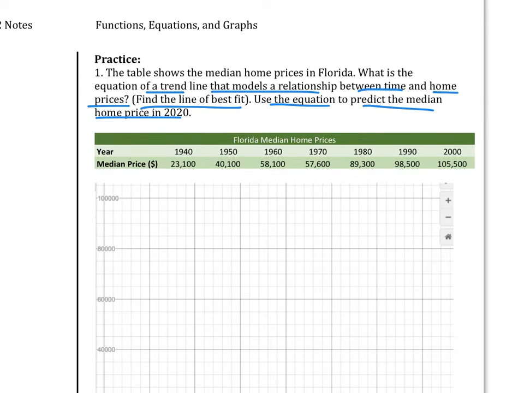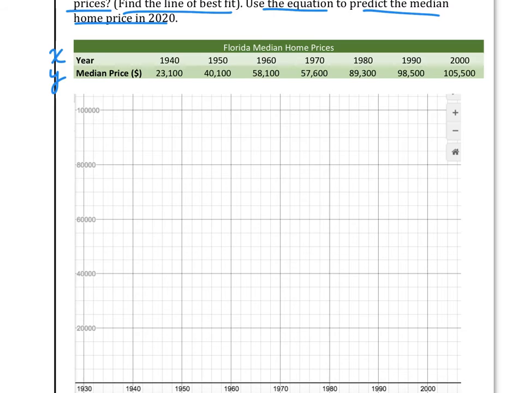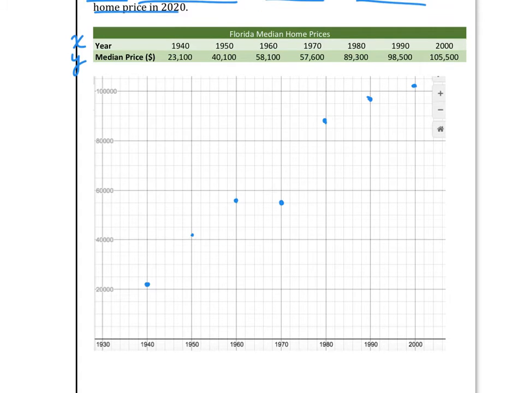So if you look at this table here, again, you ask yourself, what is X and what is Y? Well, the year is X and Y is the median price. And why is that? Because the price of the house depends on the year that it's in. So what you can do, again, is plot this as a scatter plot. So go ahead and pause the video and graph these 7 points. All right, you can see the points kind of look like this. So again, which 2 points would you pick to represent a line of best fit?